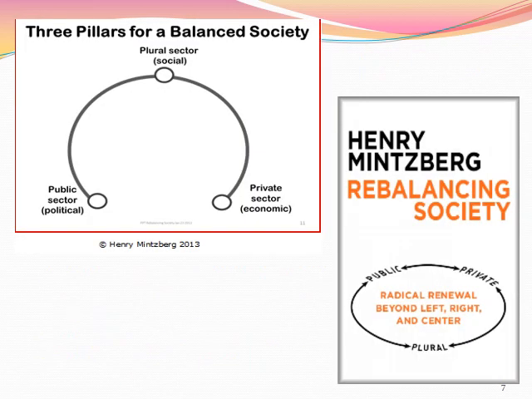So this is the findings, or the book basically, written by Henry Mintzberg, one of the greatest strategists in the world. He has written this book called Rebalancing Society. So here there are three pillars for a balanced society as per his findings.